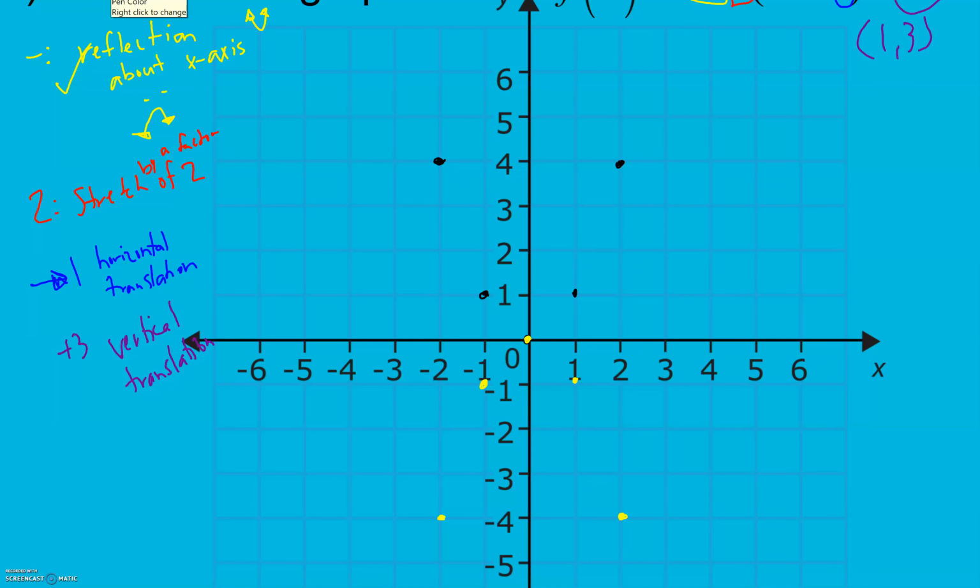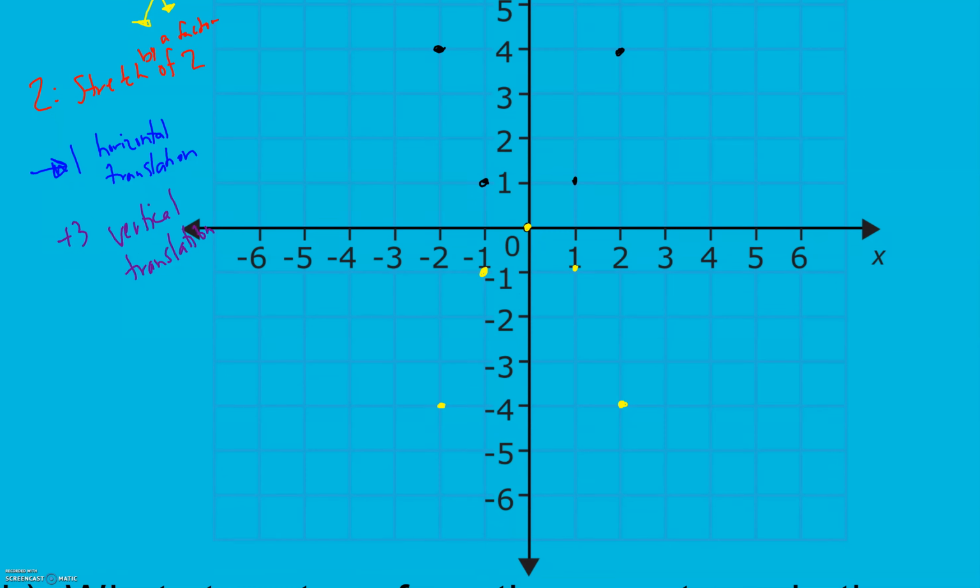Now, I'm going to take those values, I'm going to stretch them by a factor of 2. So, here I was 1 unit away. I'm going to take that 1 times 2 and be 2 units away. I was 4 units away, so I'm going to take that 4 times 2 and be 8 units away. I was 1 unit away. I'm going to take that times my stretch factor 2 and be 2 units away. And I was 4 units away. I'm going to take that 4 times my stretch factor 2, and now I'm going to go down 8.